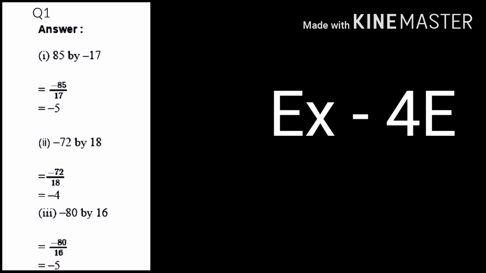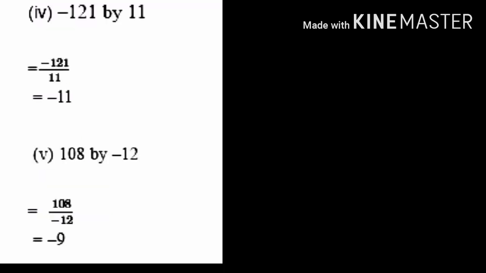We have to divide. So 85 divided by minus 17. Simply divide 85 by 17. It is 5. And since the divisor is minus, our answer will be minus 5. Minus 72 divided by 18. Divide the absolute values. It is 4. And since the dividend is minus 72, the quotient will be minus 4. Minus 80 divided by 16, minus 5. Minus 121 divided by 11, minus 11. 108 divided by minus 12, minus 9.